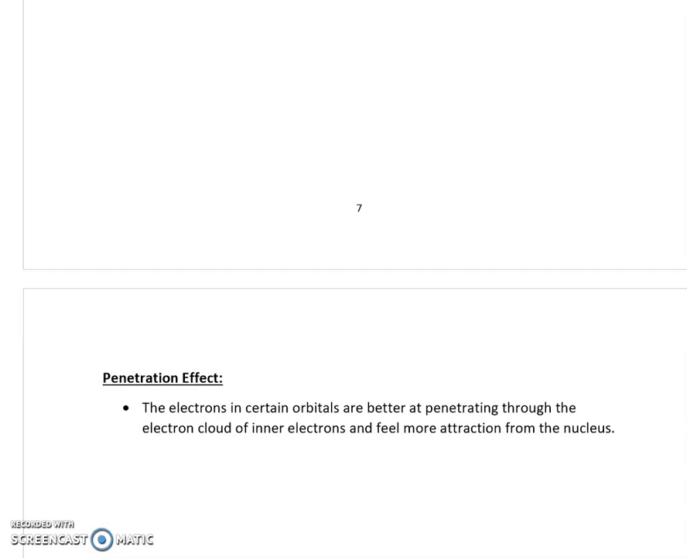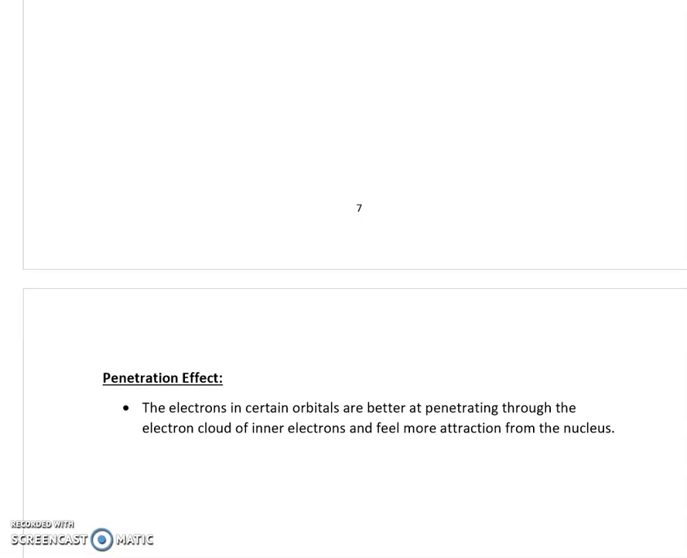Hello everyone, in this module we're going to continue on with the third concept as to why the energy levels of our orbitals are not equal. So we've already gone over Coulomb's law and shielding. Finally, we're going to end with penetration.